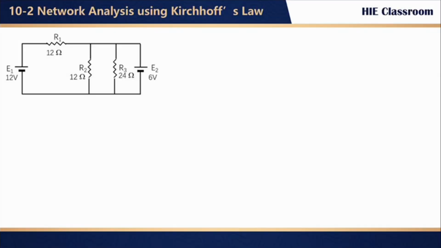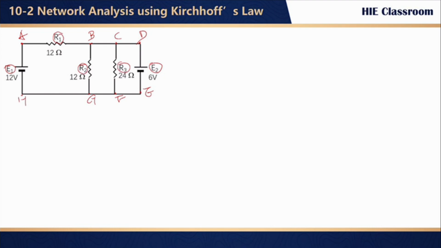Alright, let's solve this circuit using Kirchhoff's law. Here we've got 2 batteries, E1, E2, and 3 resistors, R1, R2, R3. All of them have values assigned, so we are ready to go. First things first, we label all the nodes. Remember, I like going clockwise, so A, B, C, D, E, F, G, H.